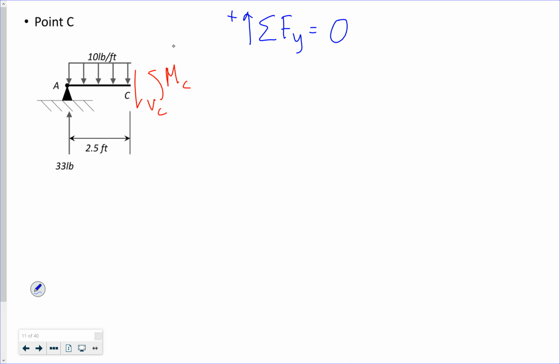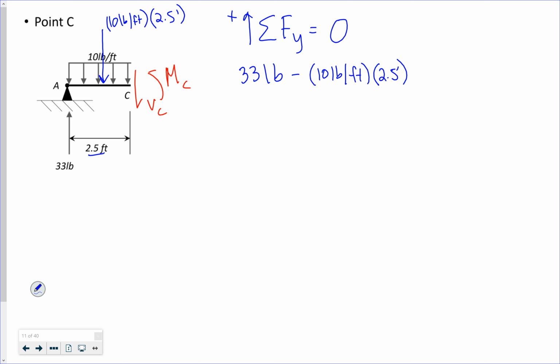Acting up, I have my 33 pounds and my reaction at A. Acting down, I have, right here, I have what? 10 pounds per foot times 2.5 feet. That's my distributed load multiplied by the length. And I have my shear at C.